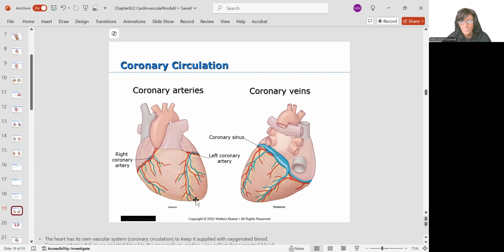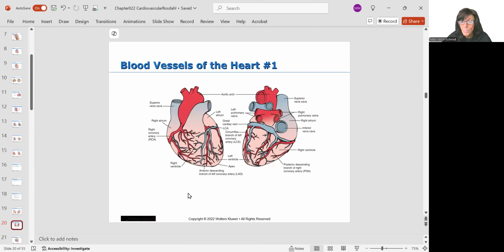The widowmaker. Why? Because if this bad boy gets blocked, it cuts off blood flow to the myocardium over the left ventricle, which is the queen mother. And then you're going to have an MI, a heart attack. Okay? There's another good picture. This really breaks down all the different arteries and veins. Okay.